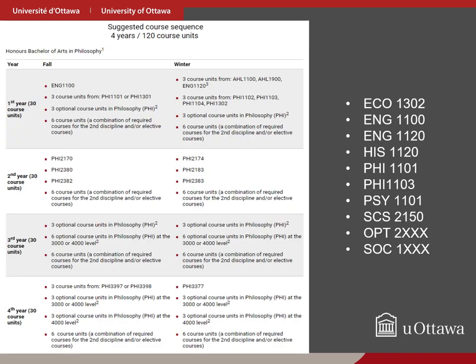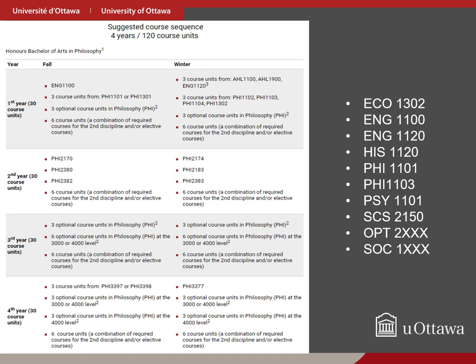Now here's the course sequence for philosophy students that we can find online. A good tip is just to use Google. You can write "course sequences UOttawa" in the search bar, and you should be able to find the course sequence that corresponds to your program.